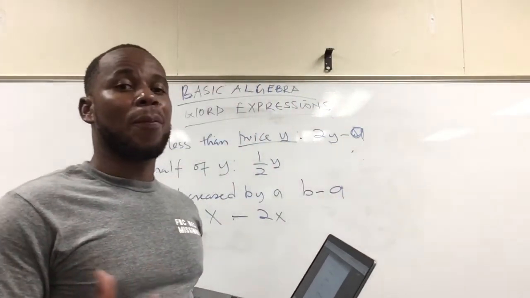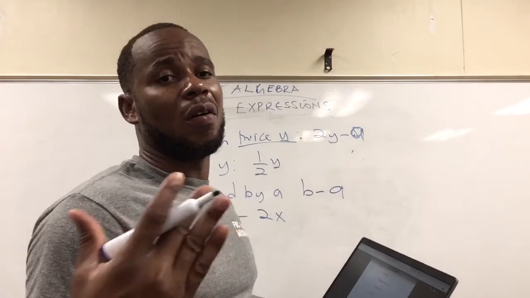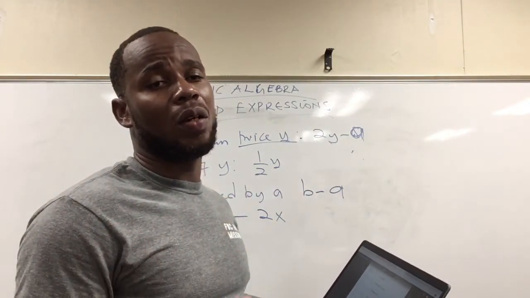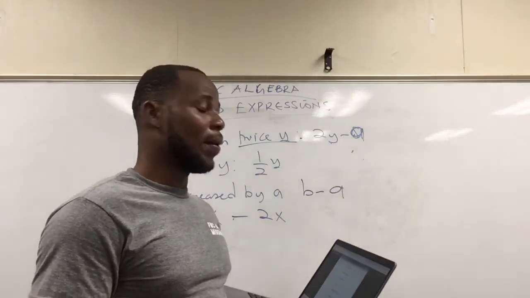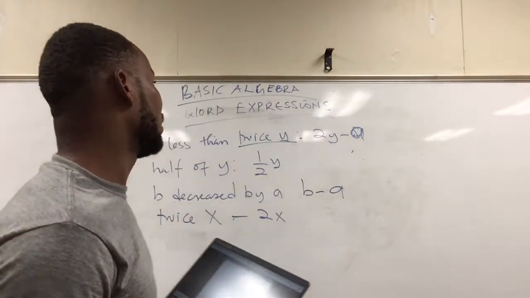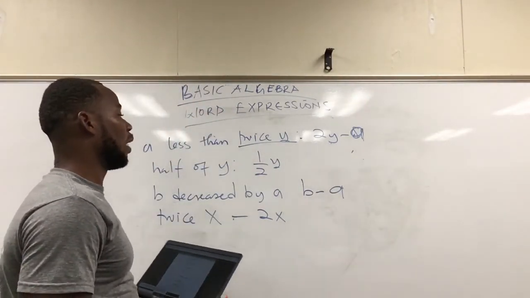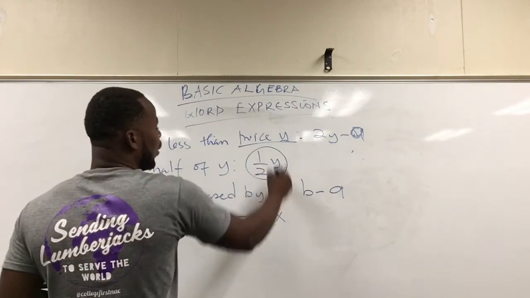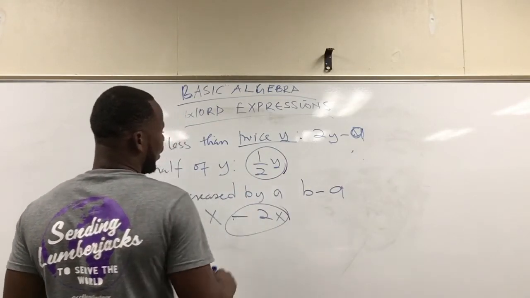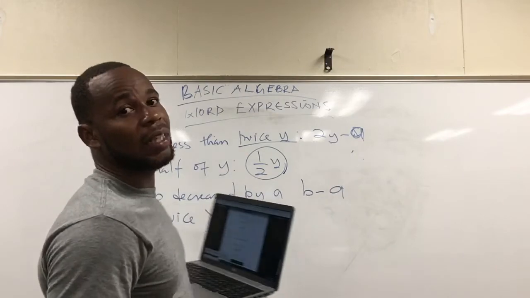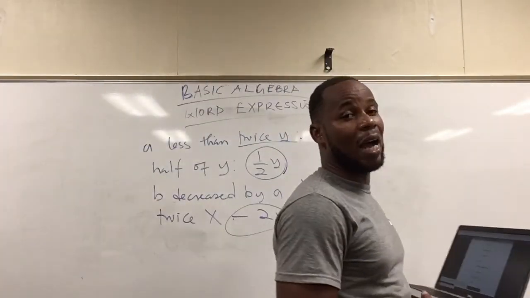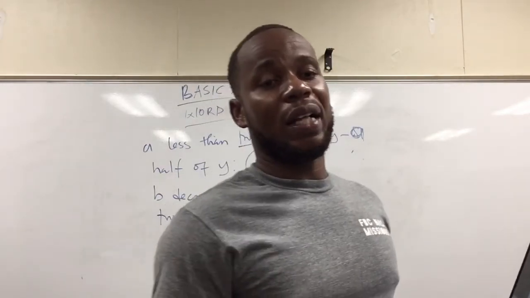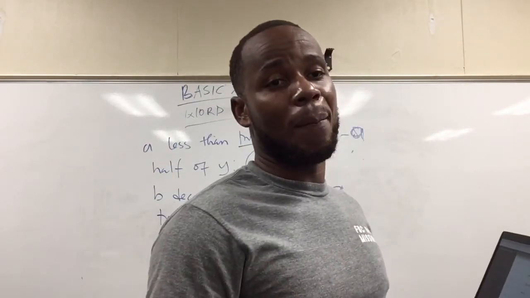I'll put a lot of them in your reading on your page on announcement. Watch out for those ones. So those are word expressions you have to look at. We have half of y, twice a, more than, less than. You can Google them online to check how they are. Until then we'll be talking about them more.